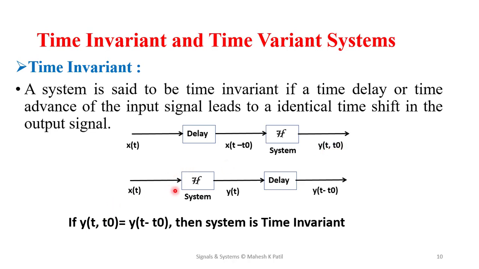Then you observe this second block diagram here. Here x of t is applied to a system and we get the output as y of t. This y of t is delayed by t0, then we get the output as y of t minus t0. If y of t comma t0 is equal to y of t minus t0, then definitely it is a time invariant system.